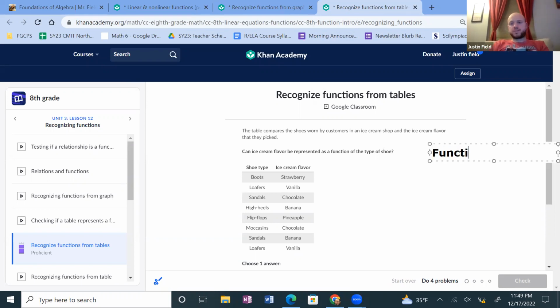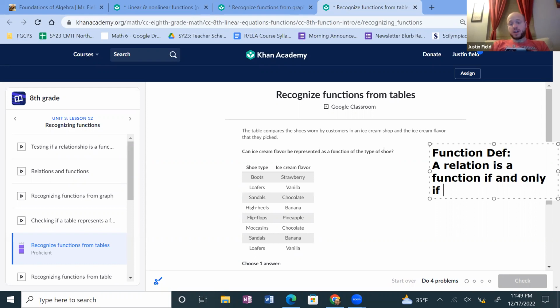Function definition. A relation is a function if and only if each input corresponds with a unique output.